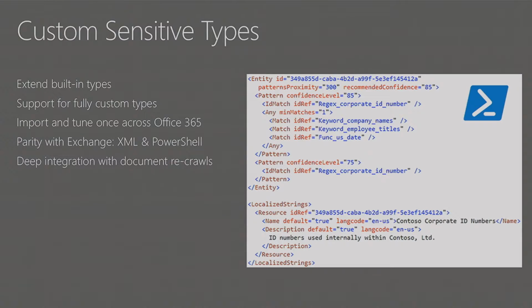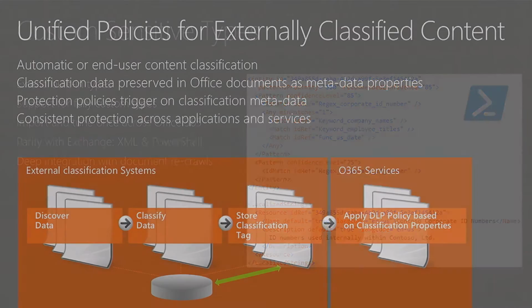It also means we're looking at deeper integration of our classification with SharePoint and OneDrive, because if you think about it, that is a lot of data at rest. So if you have a lot of content that you've already stored in those repositories, once you create new types, we want to be able to recrawl that content so we can re-identify content that you have already shared. And again, with integration of this in the Security and Compliance Center, you have one place to define this across all of your Office 365 and use them as needed.